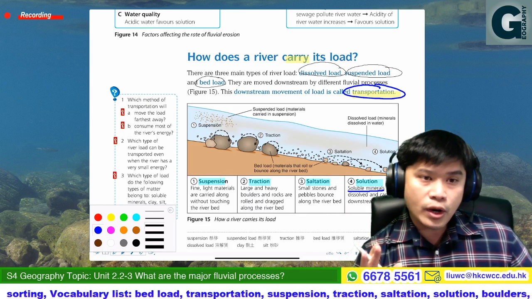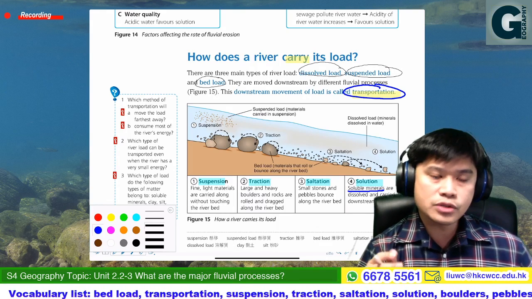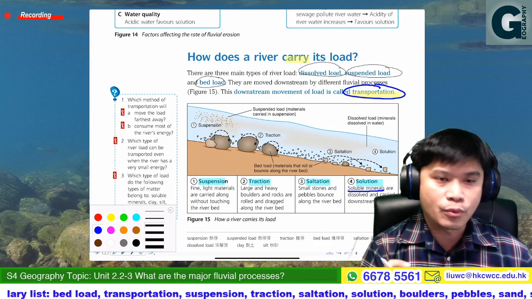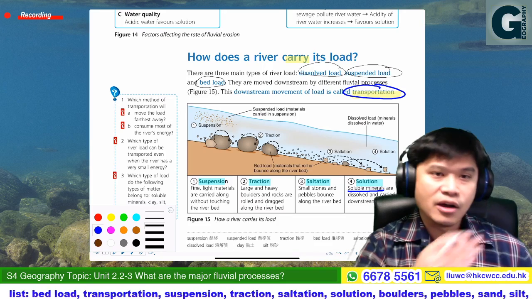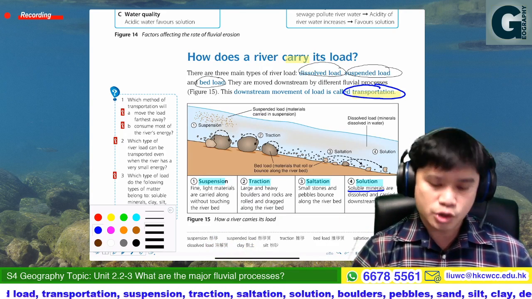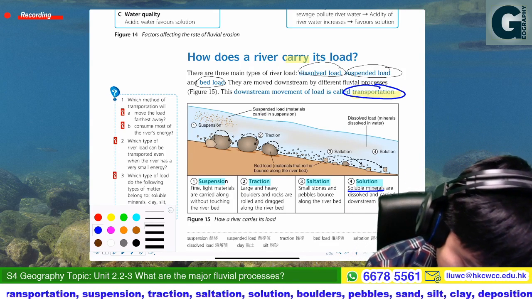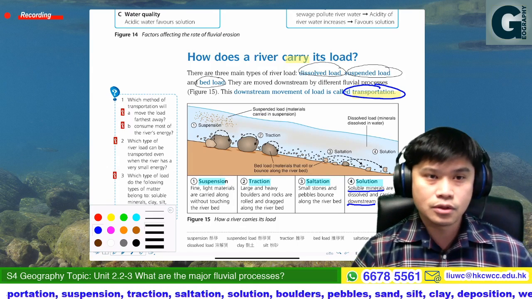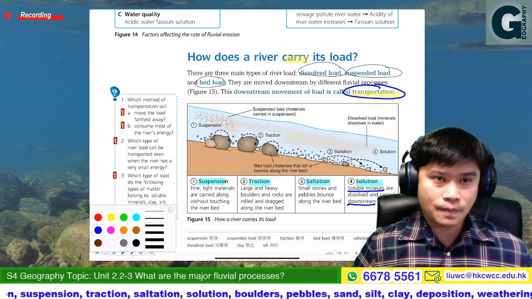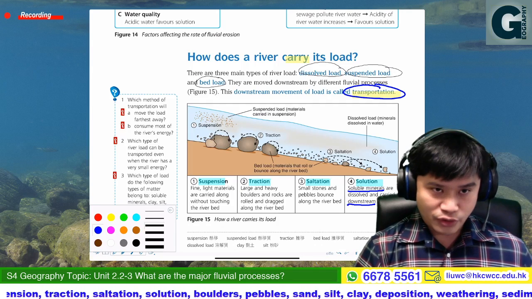So it means that when those minerals are dissolved in the water, those minerals would be carried away by the river, by the water, from one place to another. And this process, we would call it solution. So when the soluble minerals are dissolved and carried downstream, that is solution. And that's it. That is not complicated. Then what would be the next three?